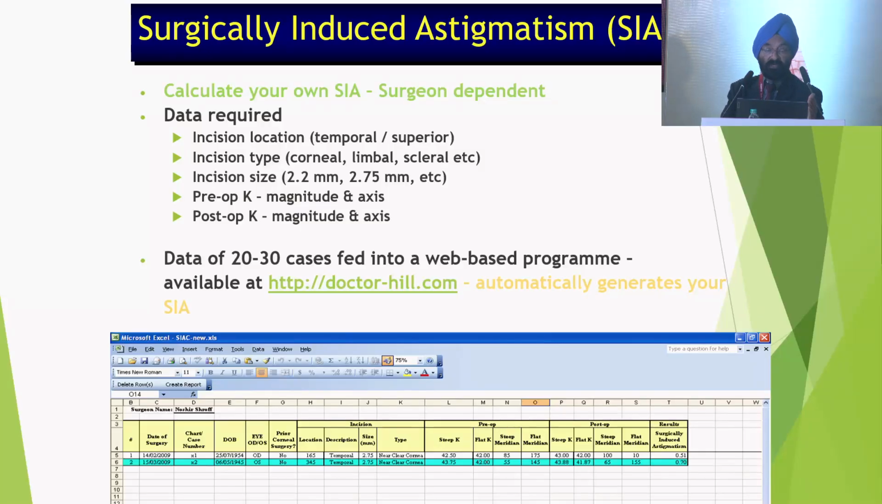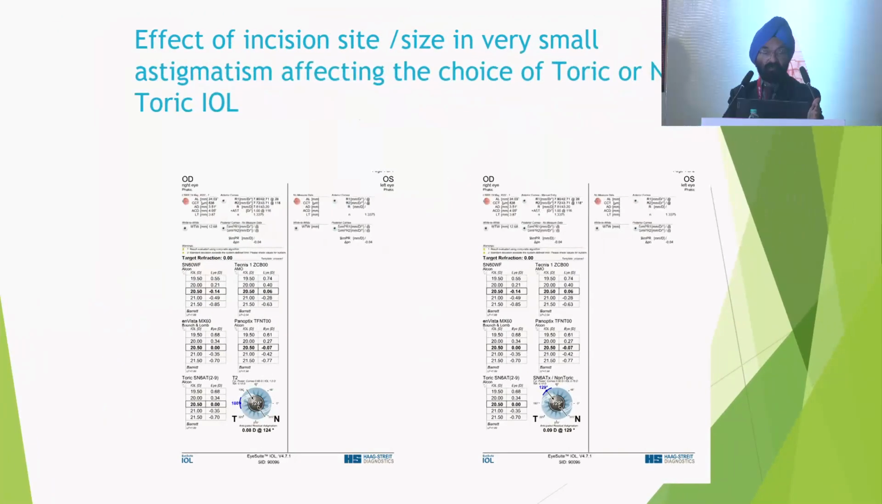What we can do is collect data of 20 to 30 cases regarding incision location, incision type, incision size, pre-op and post-op K. These 20 to 30 cases should be fed into this website, and that automatically generates your SIA. Effect of incision size in very small astigmatism does affect the choice of toric IOLs.